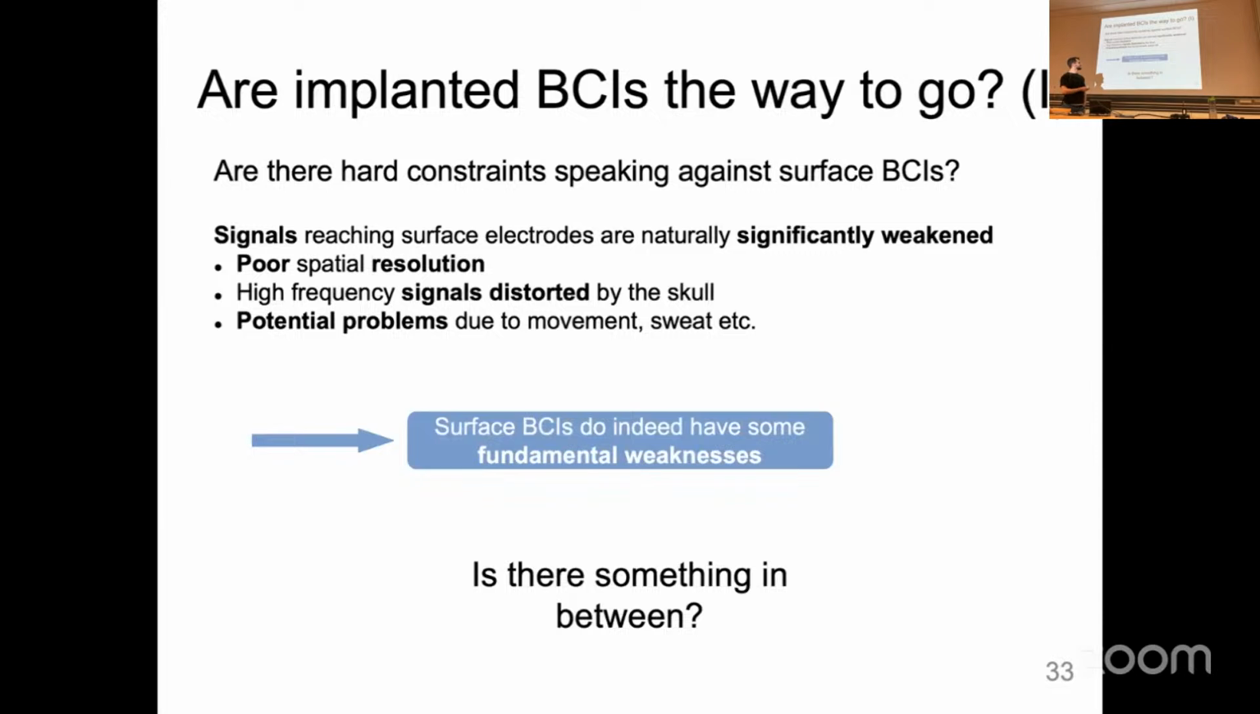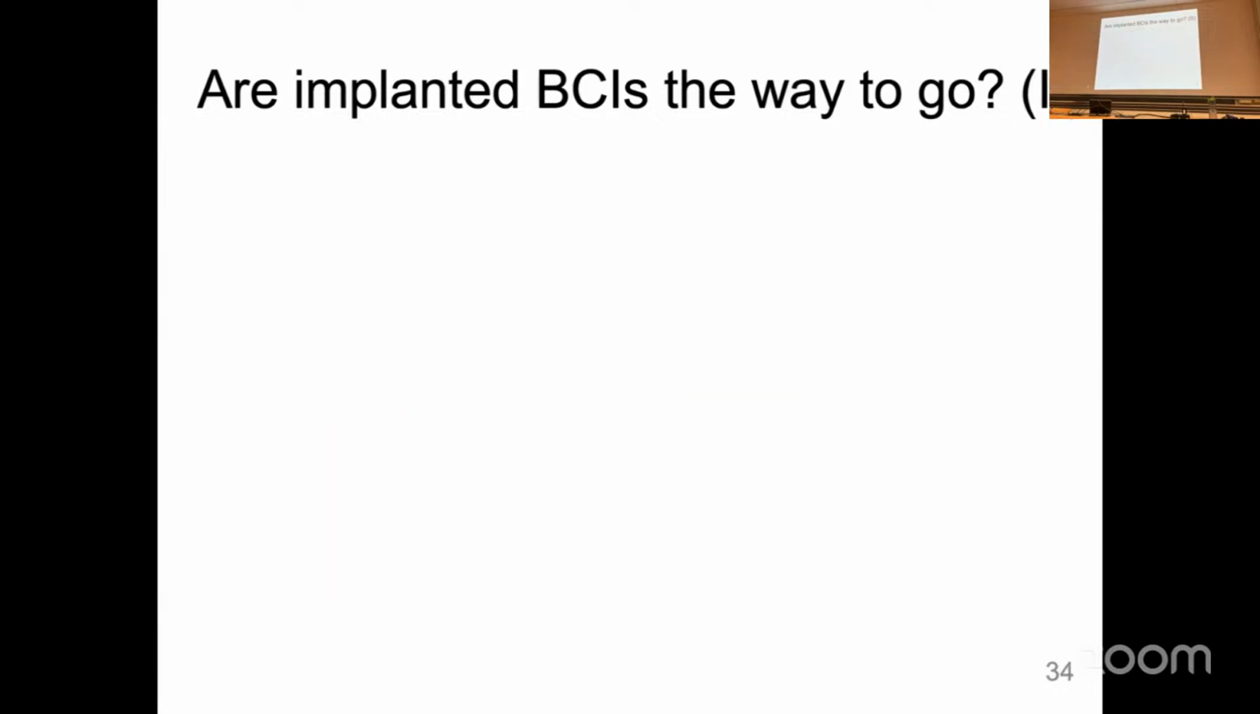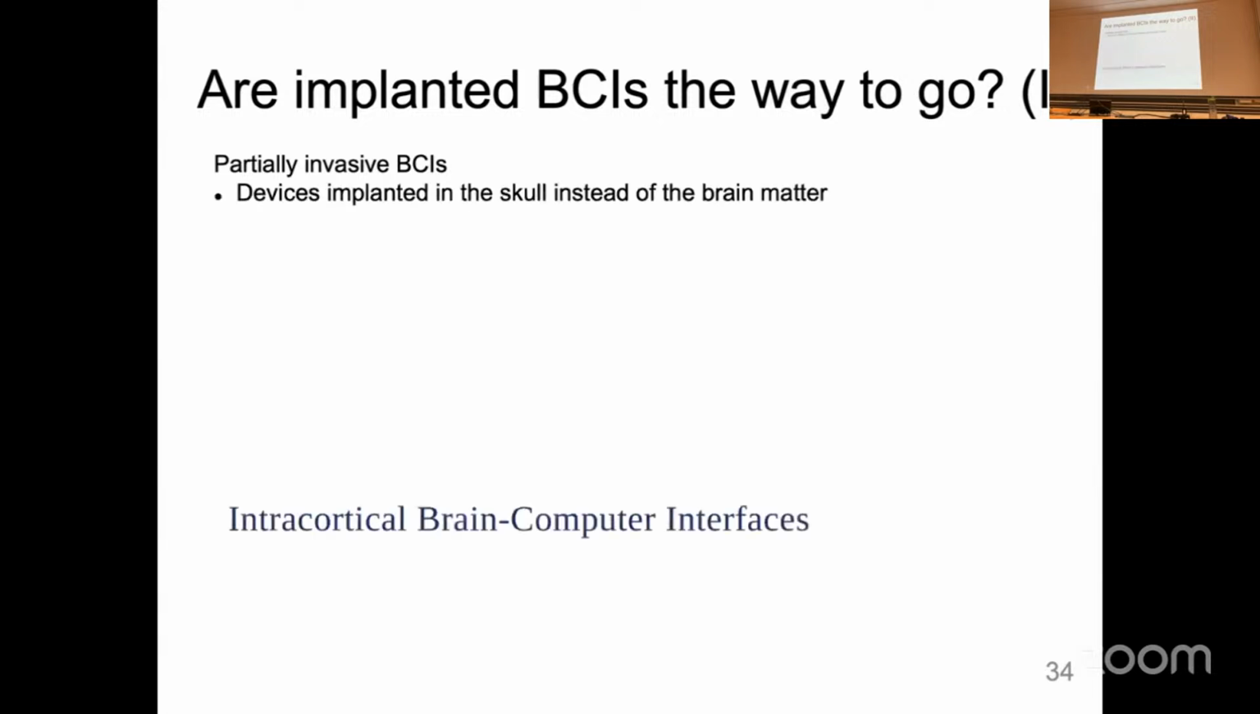Okay, so yes, in fact, there are things in between, and I will come to something similar to the way Neuralink does it as well. So first, partially invasive BCI. I don't know exactly where the borders of this are, but I'll just put everything in between beneath this. First, there are devices implanted into the skull, intracortical BCIs, essentially in the skull. Not out of the skull, but also not in the actual brain matter, and they have been shown to allow control over prosthetic limbs in human trials.